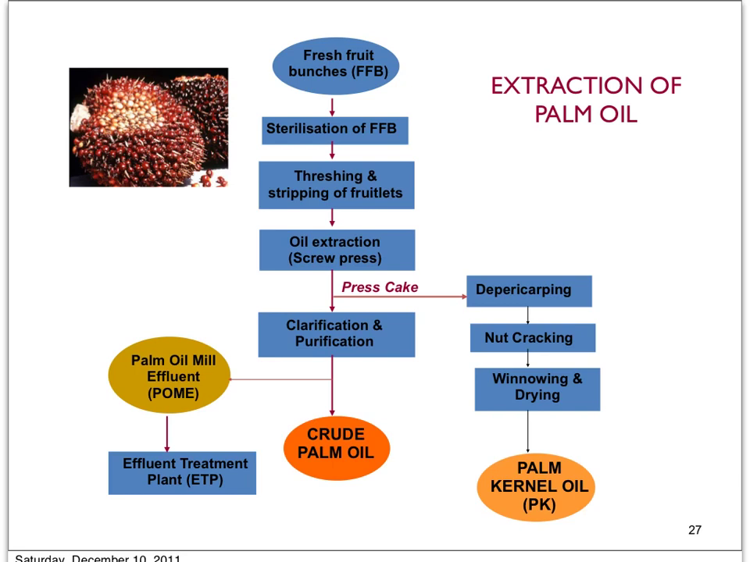So we can summarize the extraction of palm oil from this diagram. So we start with fresh fruit bunch. It will go through the sterilization process, stripping of the fruitlets, then the extraction by using screw press, and the clarification and purification before finally we get the crude palm oil. And the kernel will go through also a separate process to produce the palm kernel oil.